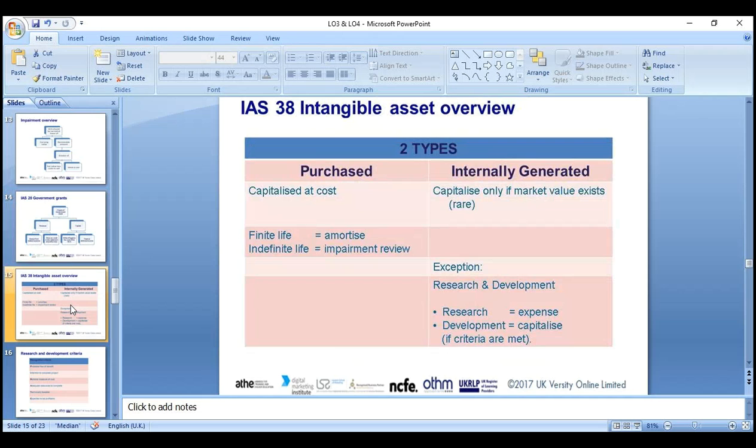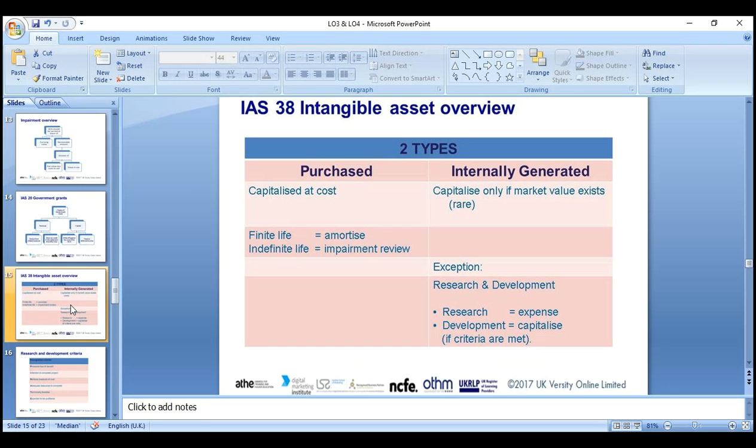IAS 38. What is IAS 38? International Accounting Standard 38, intangible assets. Intangible means anything which doesn't have a physical substance; we can't see it, we can't touch it, can't feel it, so we call it intangible. We need two types of goodwill: it can be internally generated, or purchased.